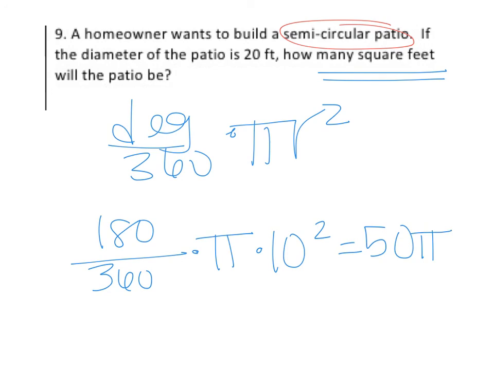You also could have found the area of the whole circle and divided it by 2. If we didn't want this in terms of pi, 50 times pi would be about 157.1 feet squared. Square feet because it's an area problem. One more question to go.